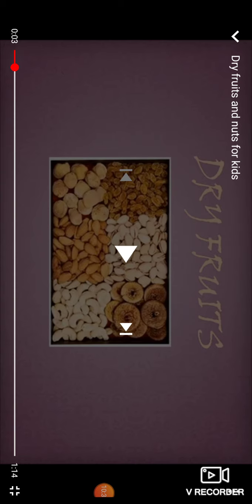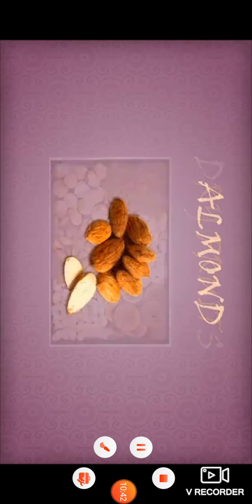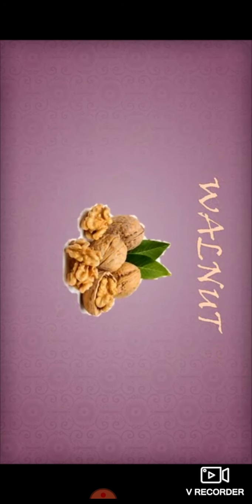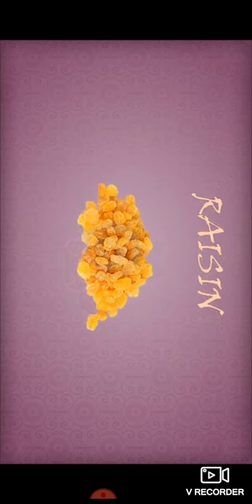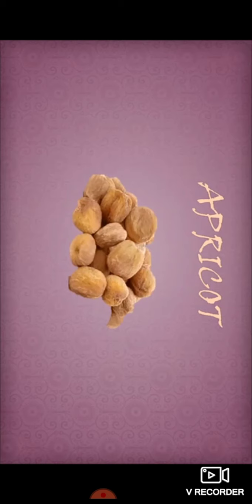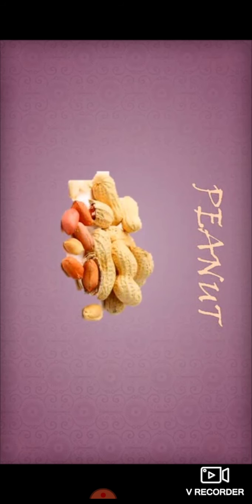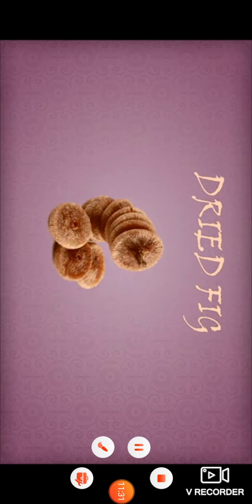Now you can see some dry fruits here. Almond, cashew nut, walnut, raisin, apricot, date, pistachio, peanuts, dried figs, coconut.